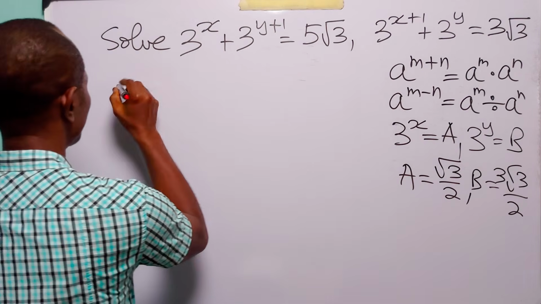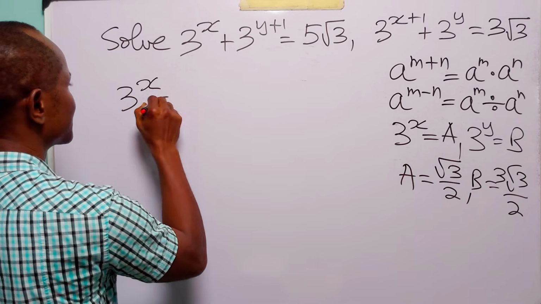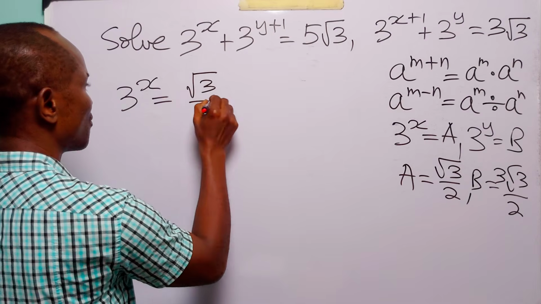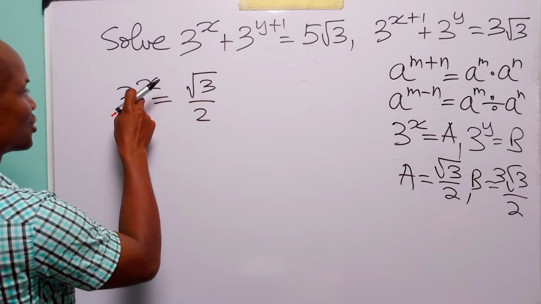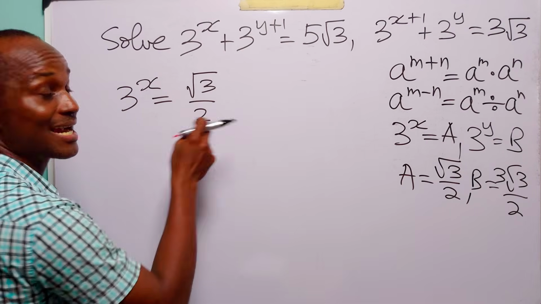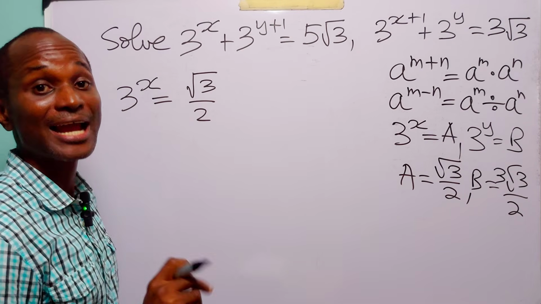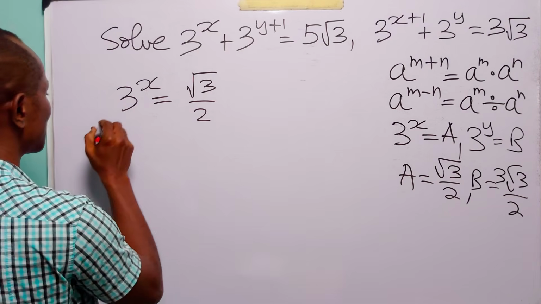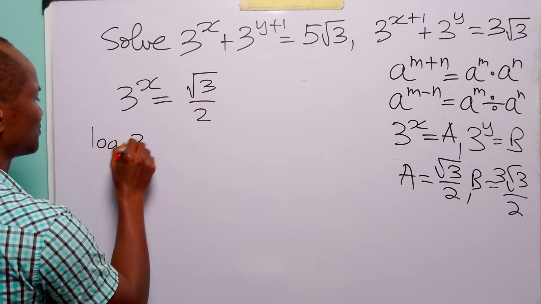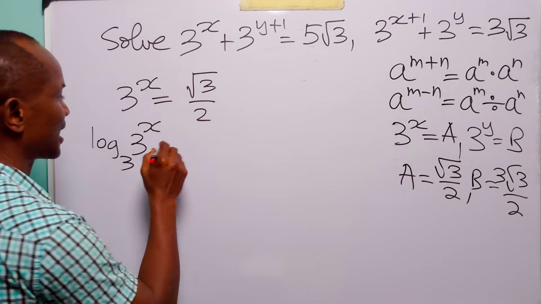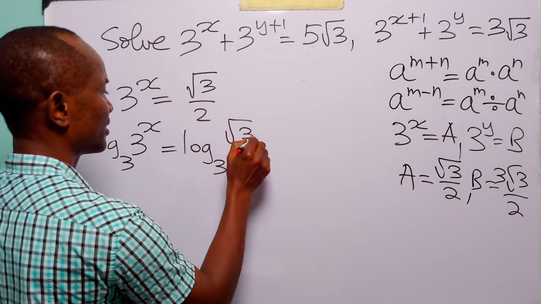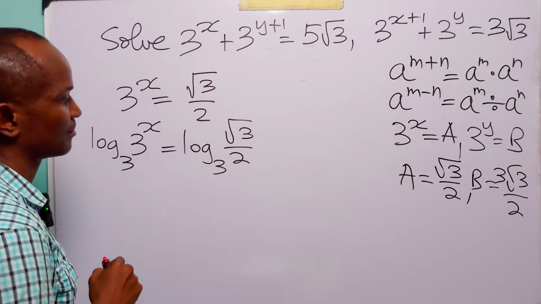From this equation, we have that 3 to the power x is equal to a, but a is root 3 over 2. Of course, you know that to solve this exponential equation, what we do is to take log of both sides of the equation. And to make life easy for us, we are going to take log to base 3. So here we have log to base 3 of 3 to the power x. And of course, this is equal to log to base 3 of root 3 divided by 2.